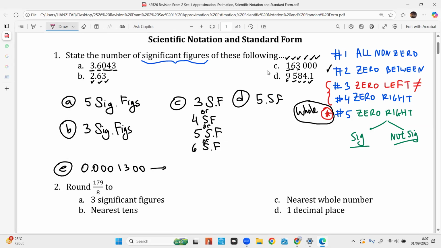So 0 on the left, for rule number 3 in decimal, 0 on the left are not significant figures. So what is not significant, don't count it first. Then you count from the number that is non-zero. 1, 2, and then 0 on the right for decimal are significant figures, 3, 4. Okay, that's all what you need to do for question number 1.